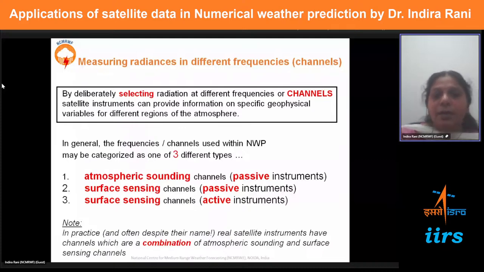In general, particularly for NWP, we have the atmospheric sounding channels. These atmospheric sounding channels are mainly from passive instruments.